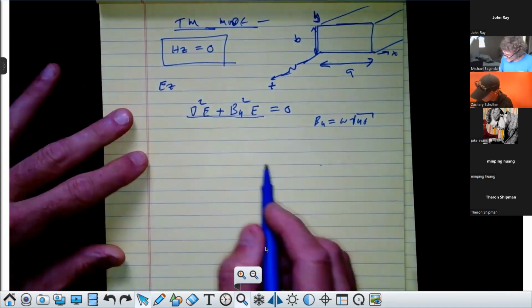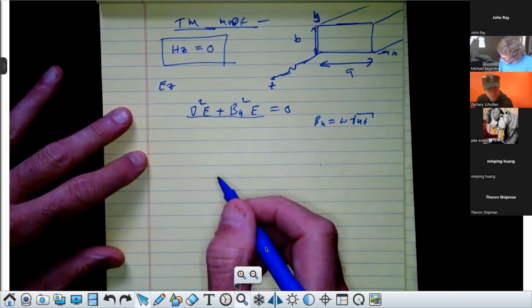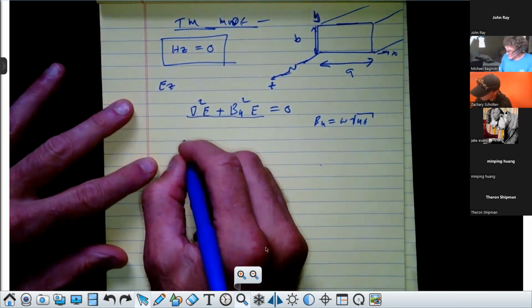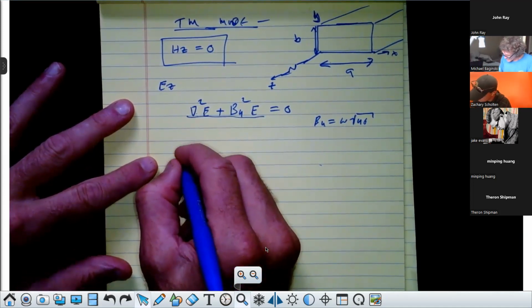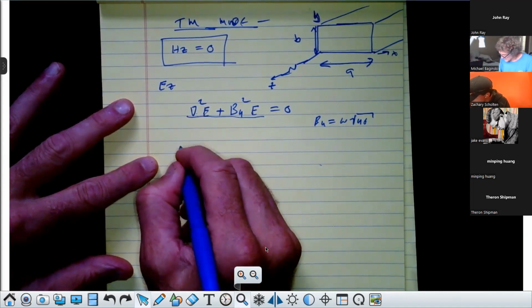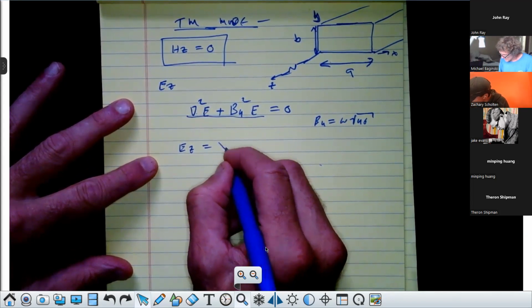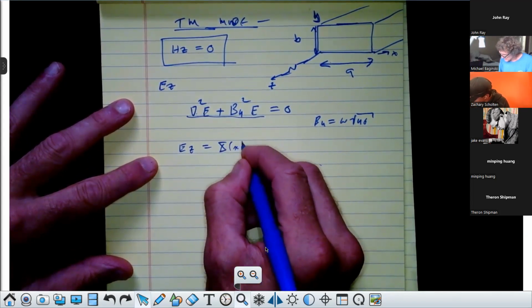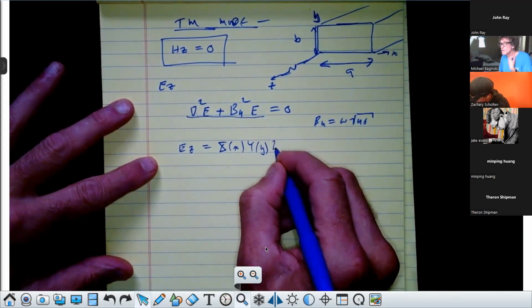When I do that, I have to use what's called separation of variables, and he does this in his book. This is a little irritating, but hang with me. So I can assume this, that EZ itself is going to be just a function of X times just a function of Y times just a function of Z. Y'all remember separation of variables in math, people?